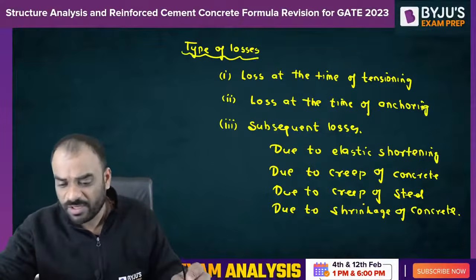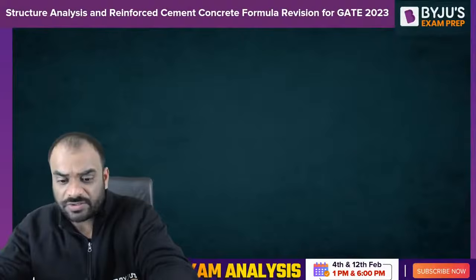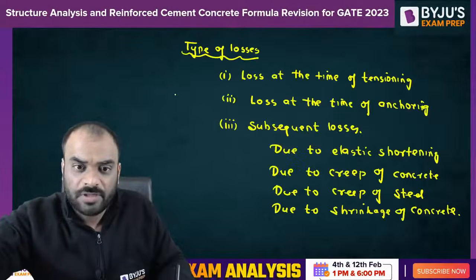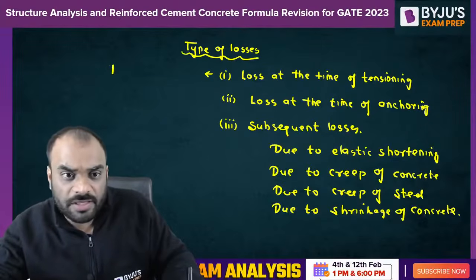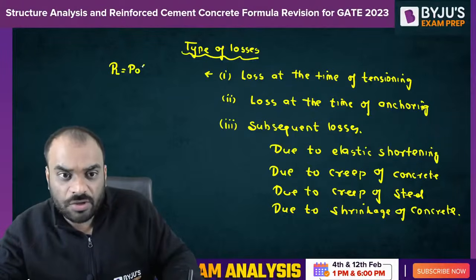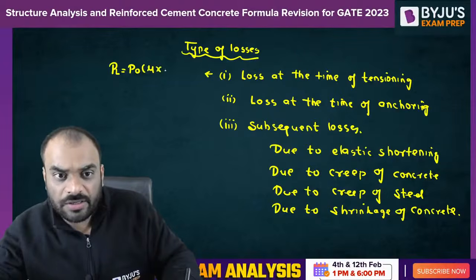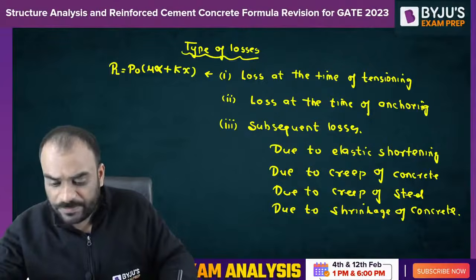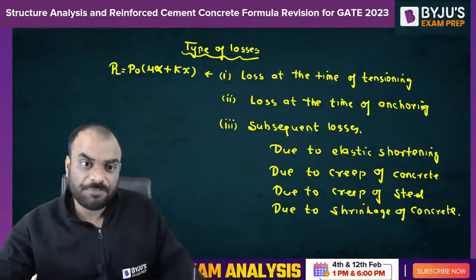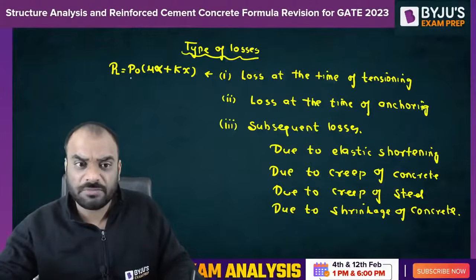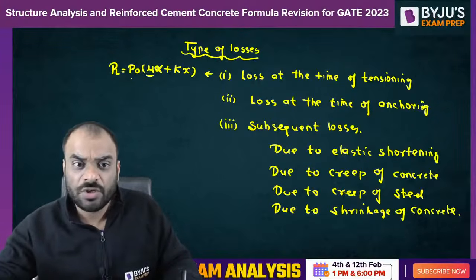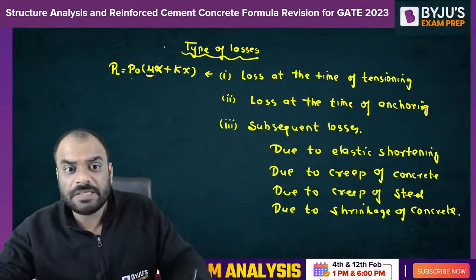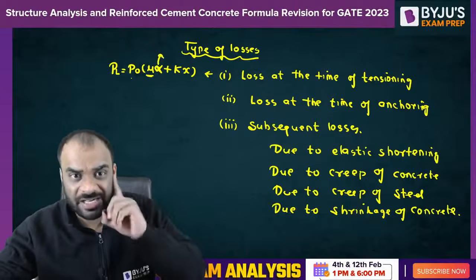So let's understand the formulas once and we'll close the session. First one is loss at the time of tensioning. The formula will be PL is equal to P naught into mu into X plus or mu into alpha into K into X, right? So what is PL? PL is the loss of pre-stress. P naught is initial pre-stress. Mu is the coefficient of friction between the cable and the duct. Alpha is basically the change in gradient, right?